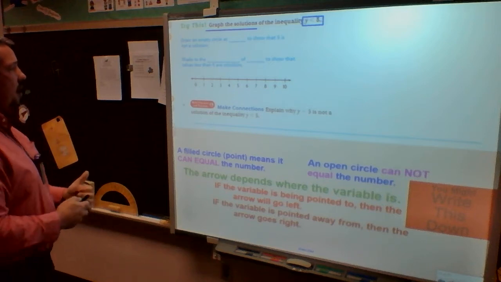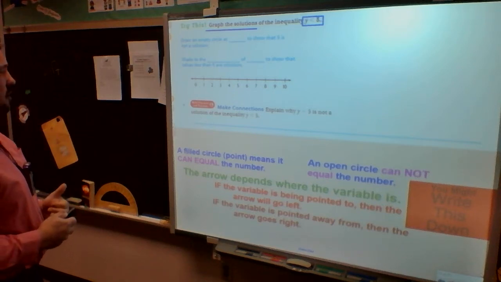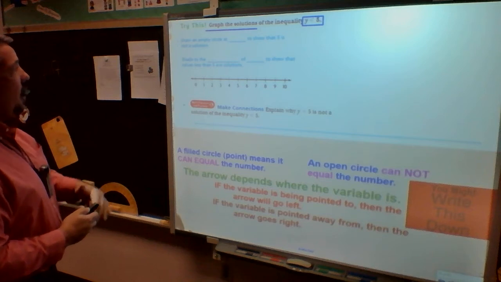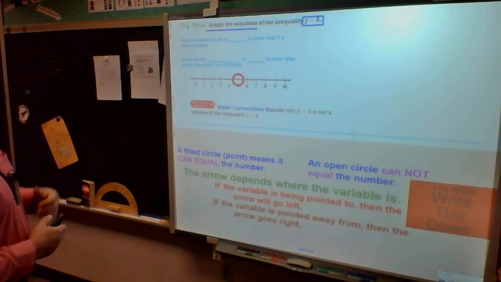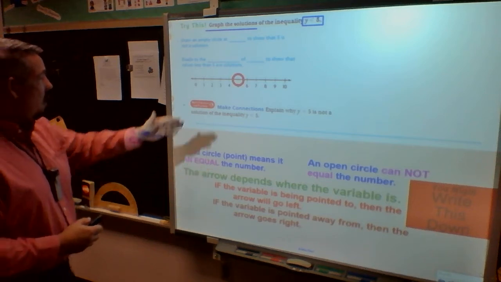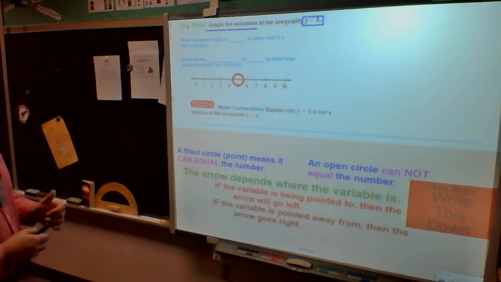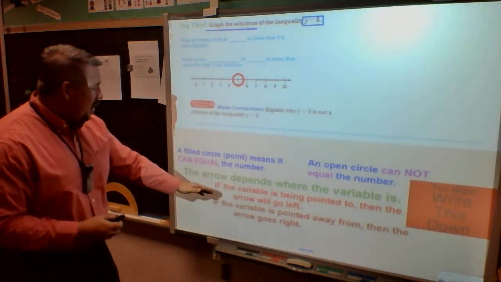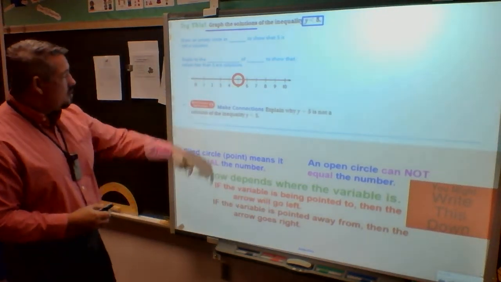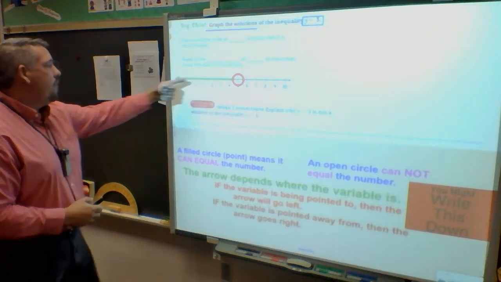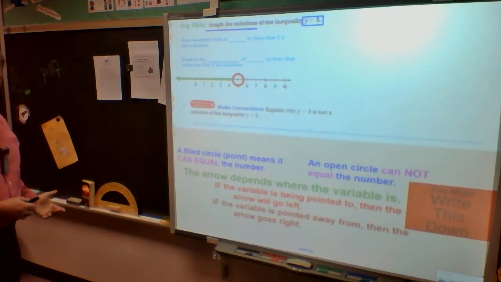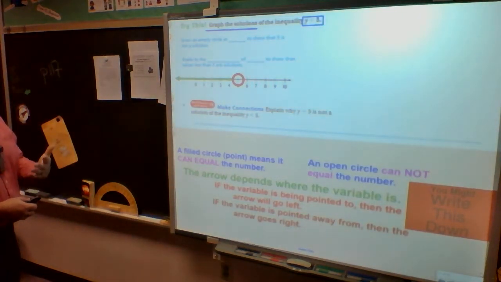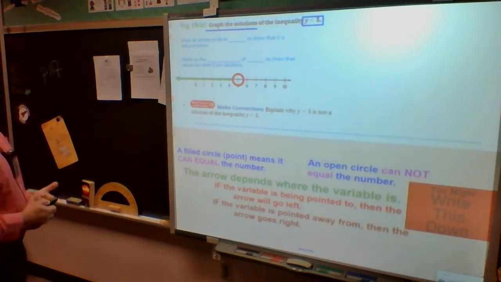So when I look at my inequality, it does not tell me that y can be equal to 5. So I know I'm going to put an open circle on the 5. And then the variable is pointing to it. If the variable is being pointed to, then the arrow will go left. So I start from my circle and I fill in the entire left. I can highlight it, I can use a marker that doesn't bleed through my paper, I can use my pencil, and I can shade it in.